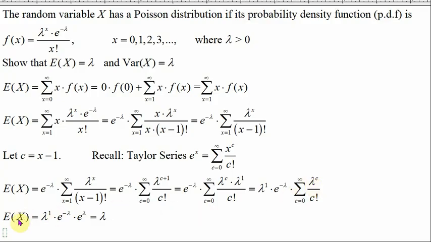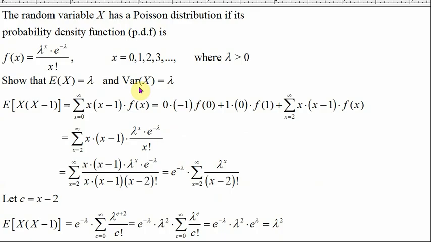And therefore the expected value will be lambda to the first times e to the minus lambda, and then this sum right here is e to the lambda. e to the minus lambda times e to the lambda is 1, and so we get lambda. And therefore the expected value of the random variable x that has a Poisson distribution is lambda. And now I'm going to show that the variance of the random variable x is also lambda.